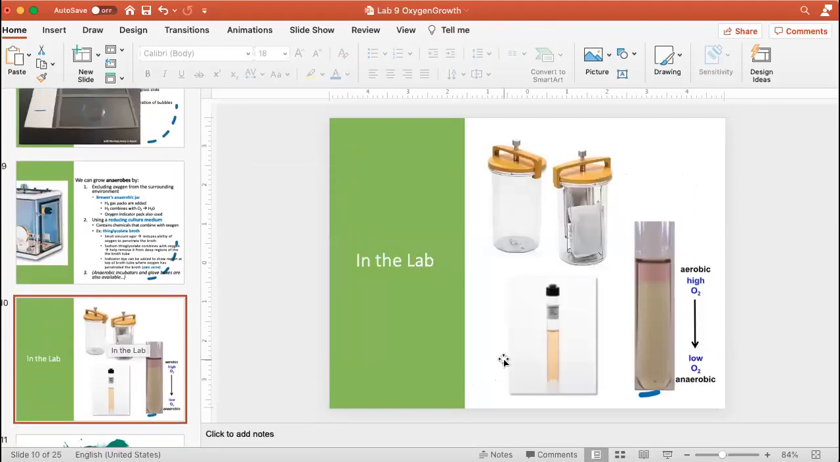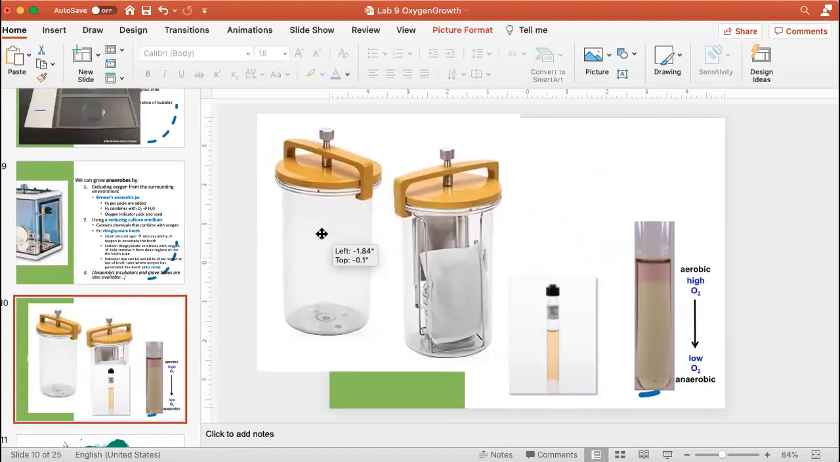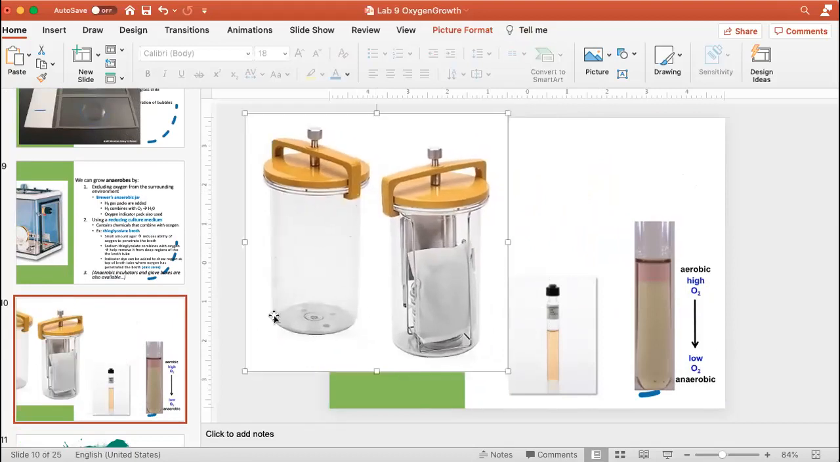So this is what a brewer's jar looks like up at the top here. You can see it's a transparent jar. It happens to be made out of plexiglass kind of material. It has this lid with this thumb screw on top, and that allows you to put the lid on and really screw it down tight and make a very tight seal.